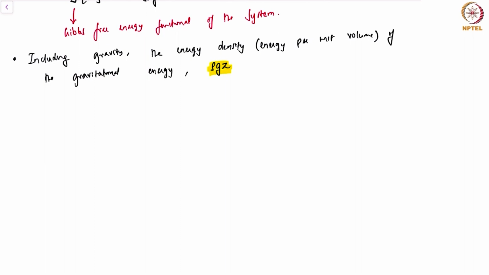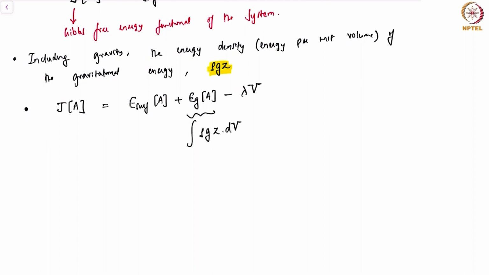So now that we have this energy density, let's first write down the functional. Now the functional with gravity essentially becomes E surface of A plus Eg of A minus lambda V. Okay. Now what is this Eg of A? This Eg of A is a volume integral. It is rho g z dv, right? And what about this volume integral that we have here? This total volume is nothing but integral of dv, right?